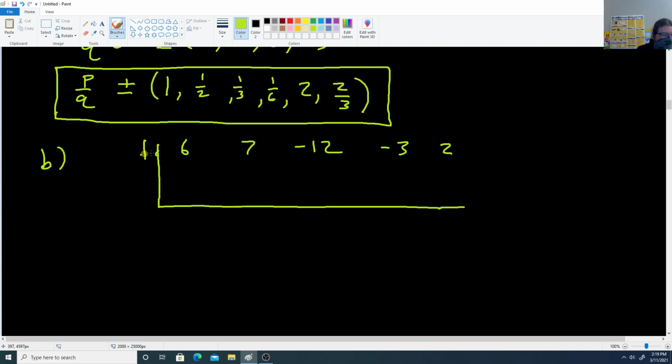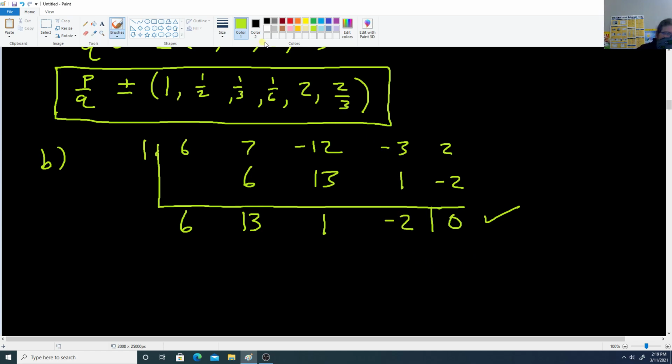So start with positive 1. I bring down 6. 1 times 6 is 6. 7 plus 6 is 13. 1 times 13 is 13. Negative 12 plus 13 is 1. 1 times 1 is 1. Negative 3 plus 1 is negative 2. 1 times negative 2 is negative 2, and negative 2 plus 2 ends up being 0.